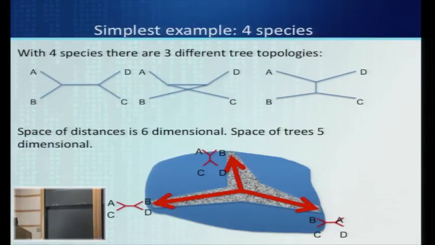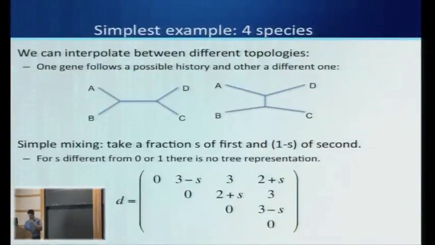So there are 6 possible parameters that you can have between 4 different species, and the trees are 5-dimensional. They are 5 different parameters, and you can have these trees all become one topology when the branch in the middle collapses. So this is something like that. I'm not going to go into the details of that. But this is one example. This is done by Kevin.